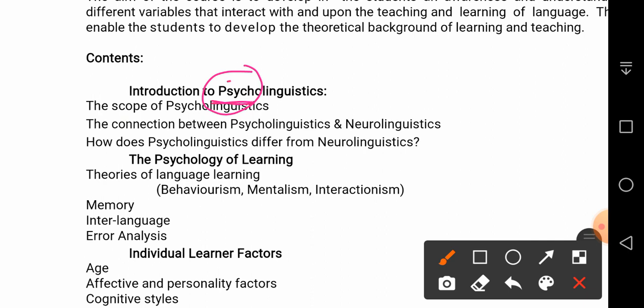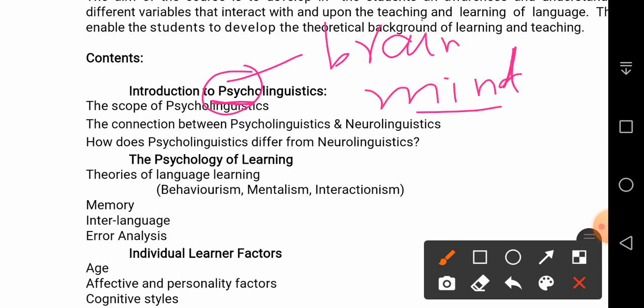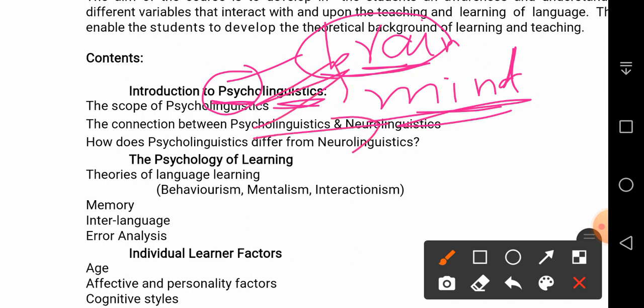Because psycholinguistics, as you can see, psycho means brain or mind. Mind is an abstract state, while brain is a physical entity, a physical thing. It has some weight, it has 10 billion neurons, and language is one part of the brain. But mind is kind of an abstract notion. So, language in the brain and language in the mind: language in the mind is psycholinguistics, and language in the brain is neurolinguistics.